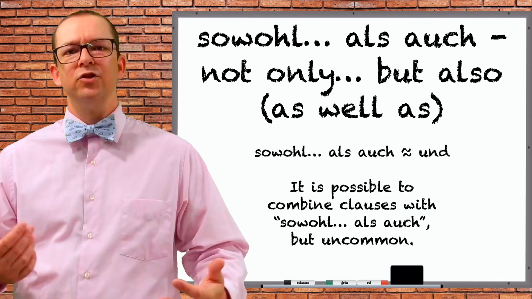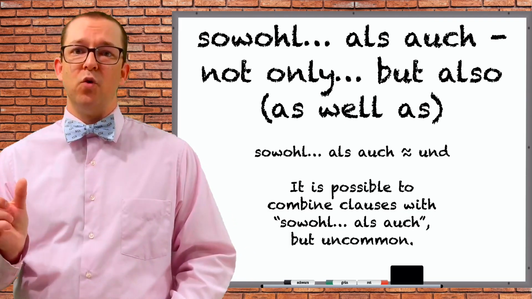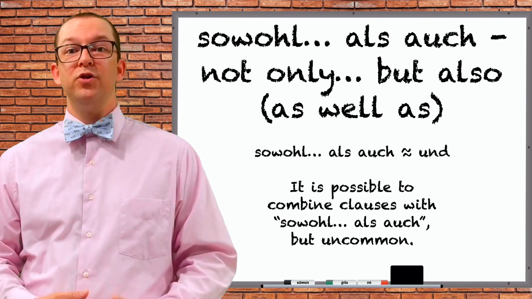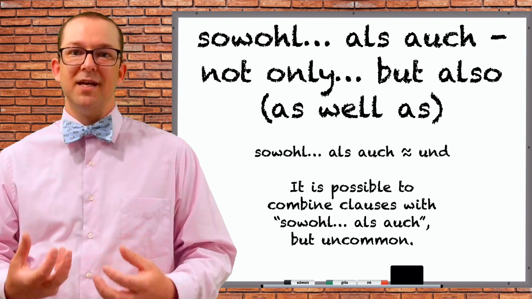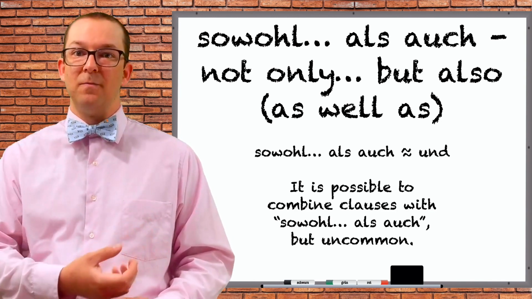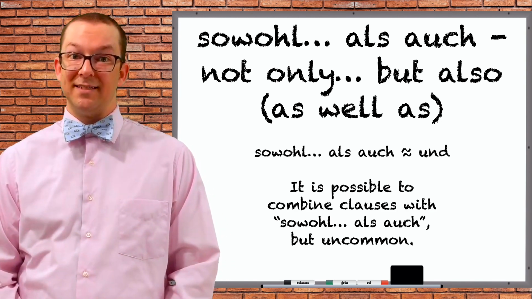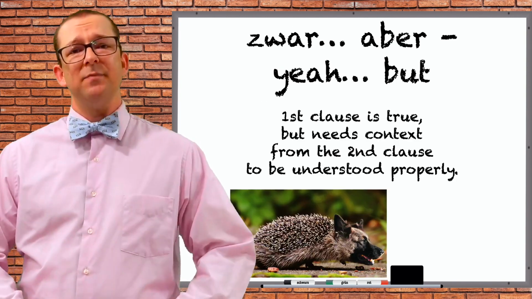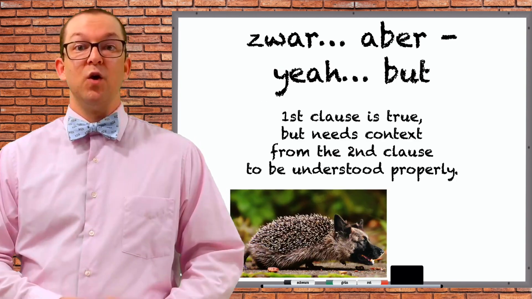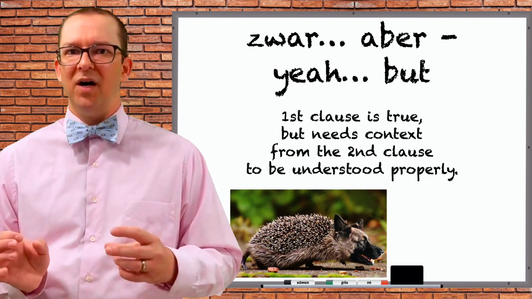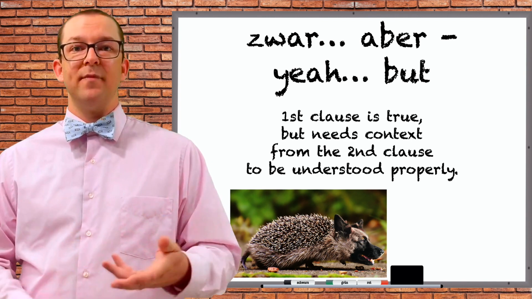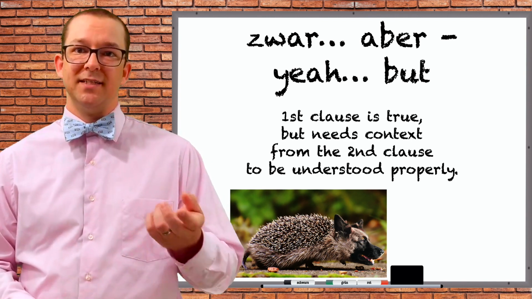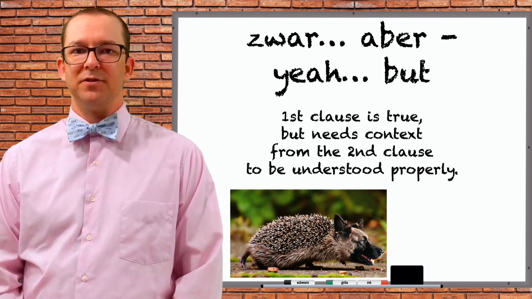walk their cat. Generally speaking, you can use sowohl als auch, where you could use und, which is why it's not very common to see full clauses connected by sowohl als auch, and why you didn't see any in my example sentences. Next up is zwar aber, which basically is like, yeah, but. It indicates the first thing is true, but there is some additional information that is needed to contextualize this information. Here are a few examples.